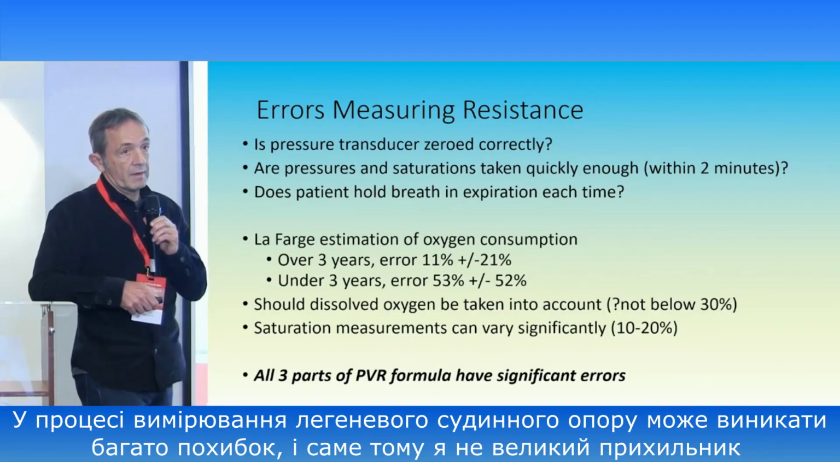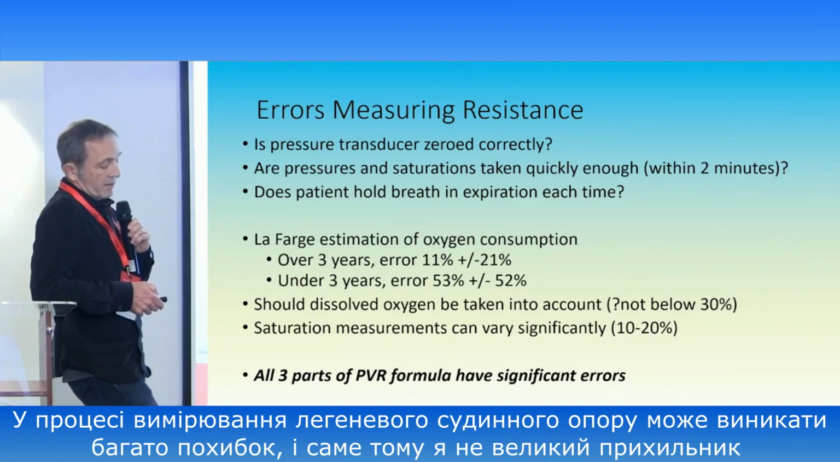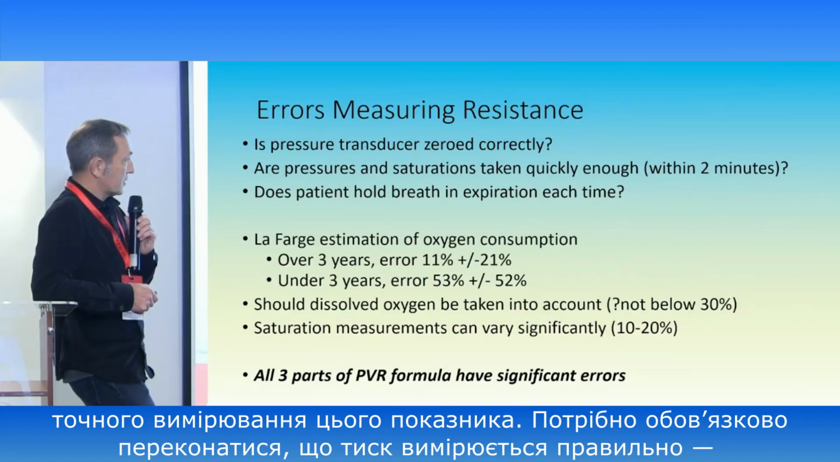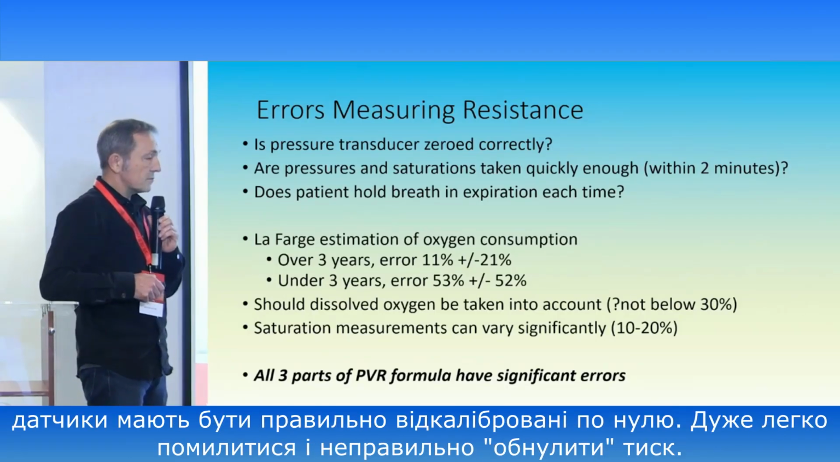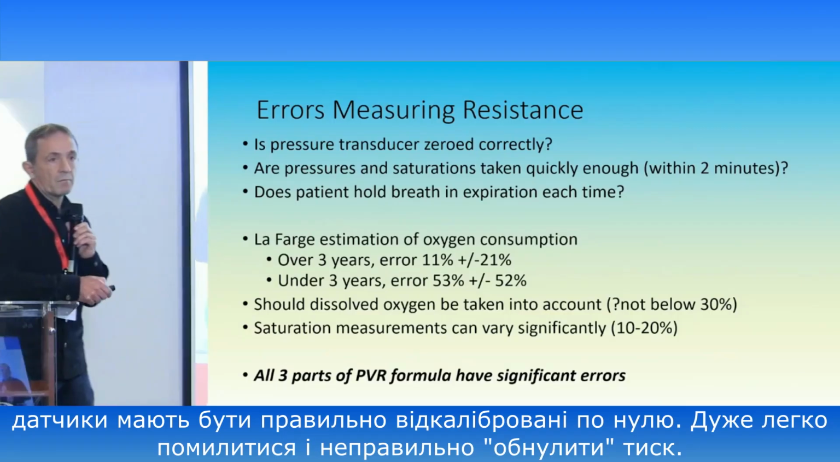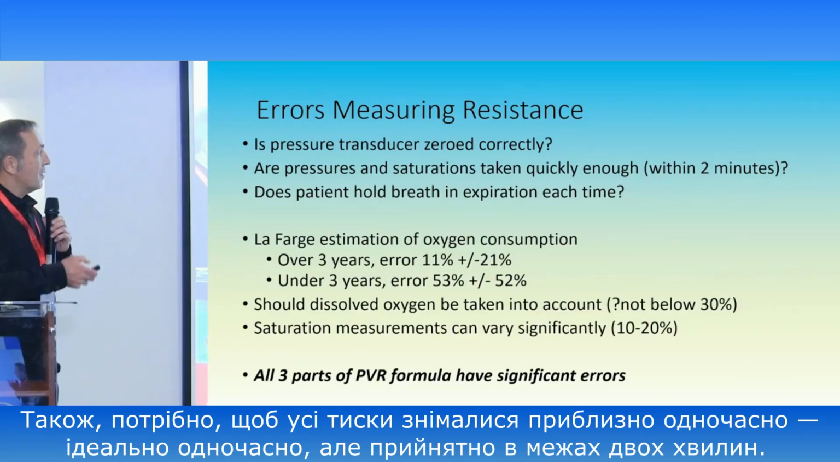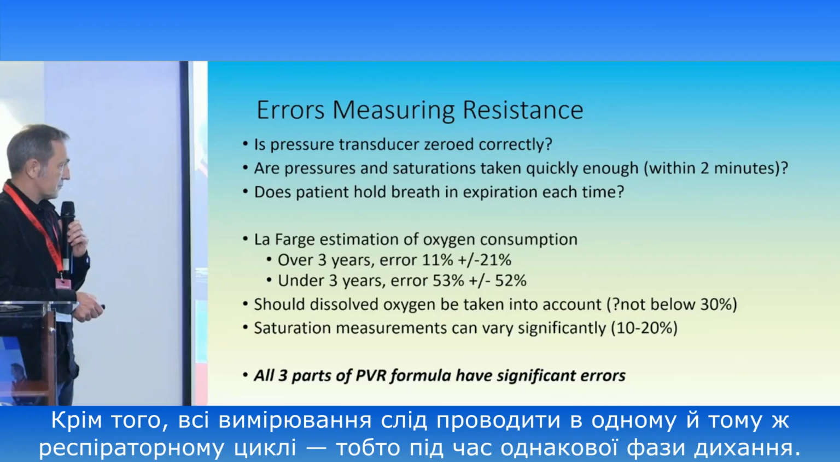There are lots of errors involved in measuring resistance, which is why I'm not a great fan of measuring the pulmonary vascular resistance. You have to make sure the pressure transducers are zeroed. It's very easy to zero them wrong. You take them at more or less the same time. Simultaneous is best. Within 2 minutes is okay. And you have to take them at the same period of ventilation.